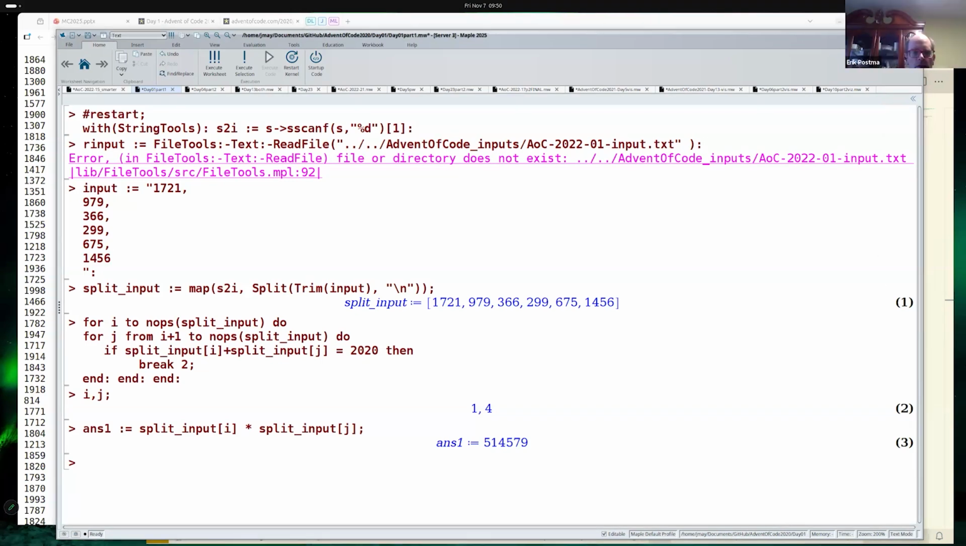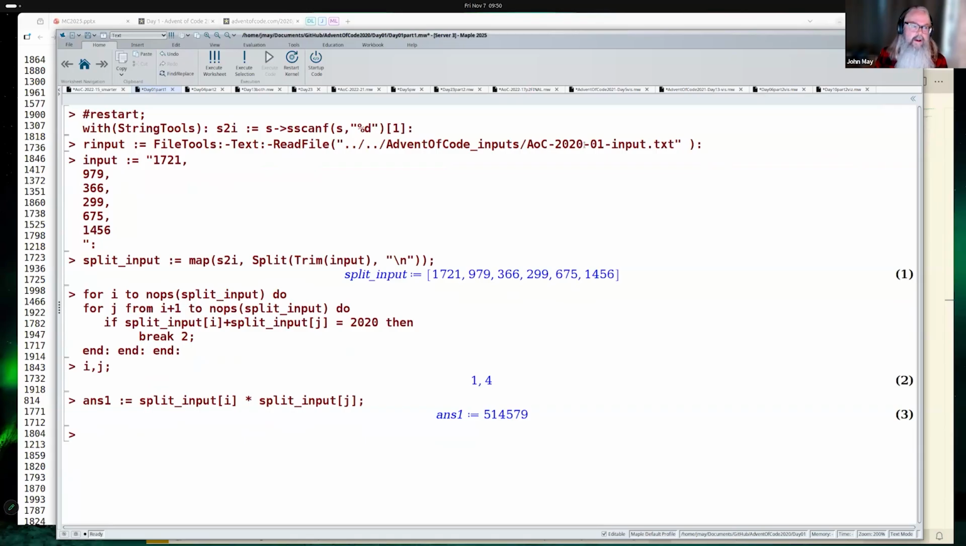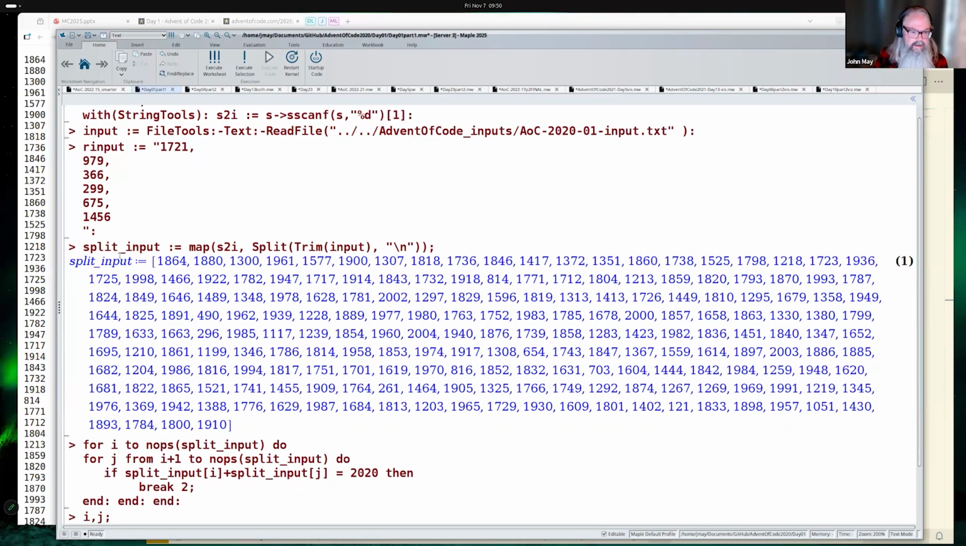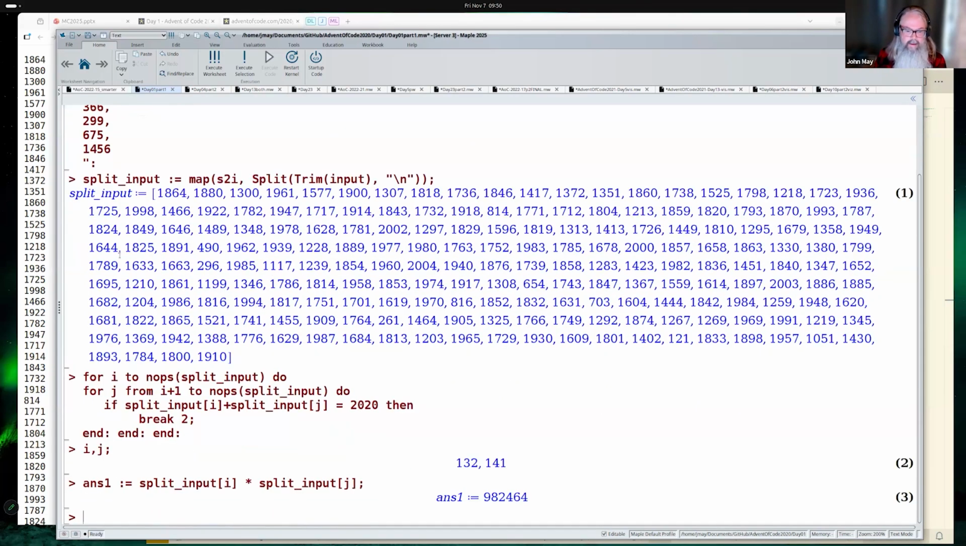Oh, it says 2022 instead of 2020 on that line. Oh, thank you. Also, sometimes when I go to Firefox, it doesn't give the keyboard back to Maple. So, all right. So now let's read our input in. You can see it's a slightly bigger list. It's not really that much bigger. And so our n squared thing is fine.